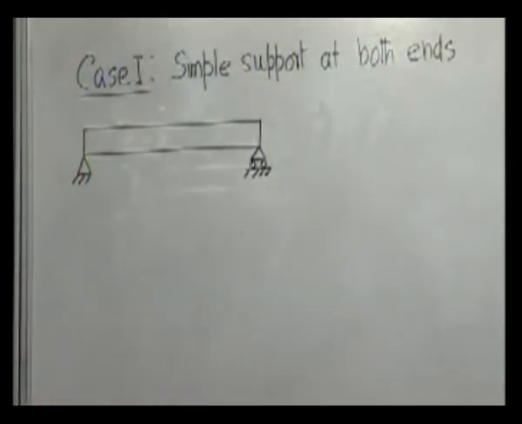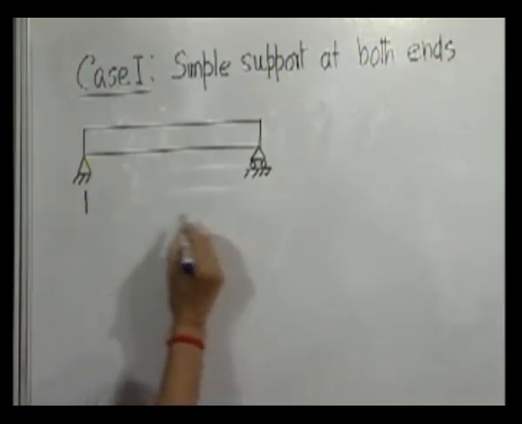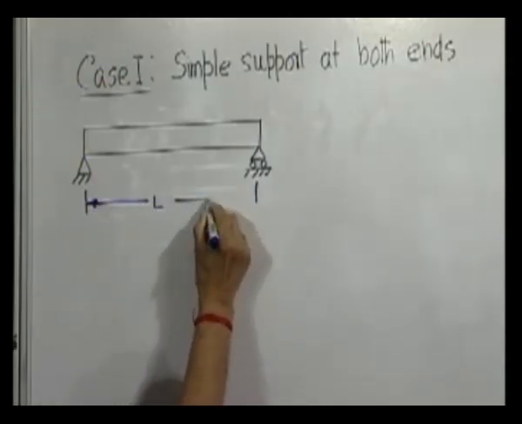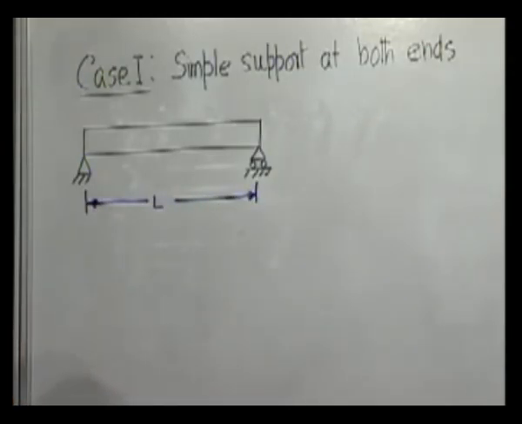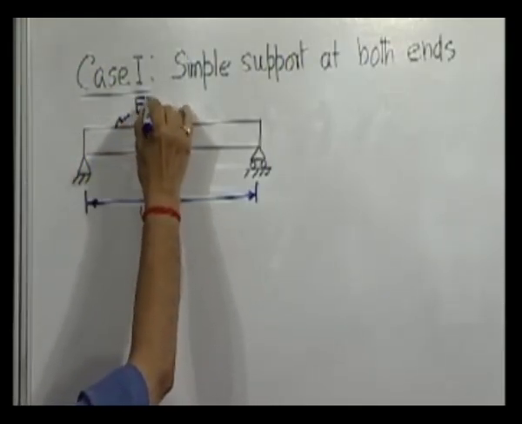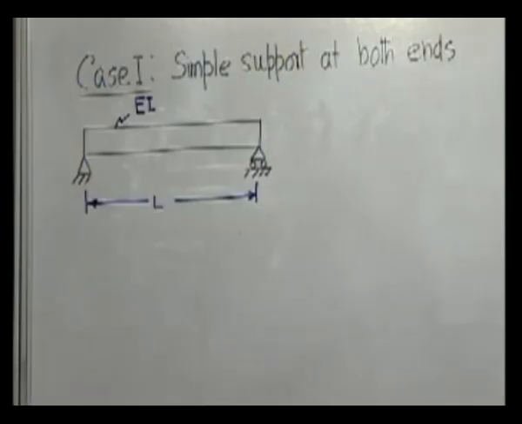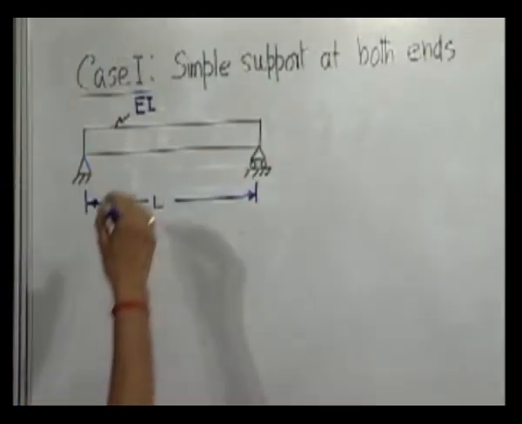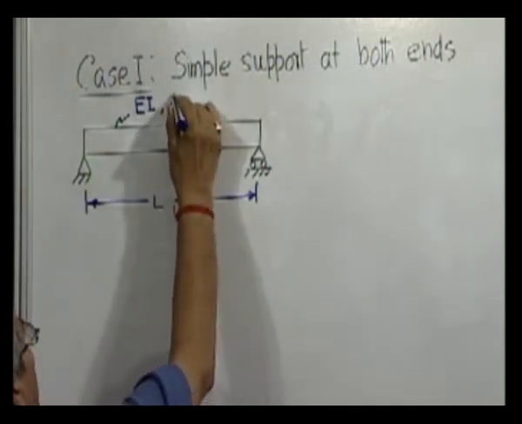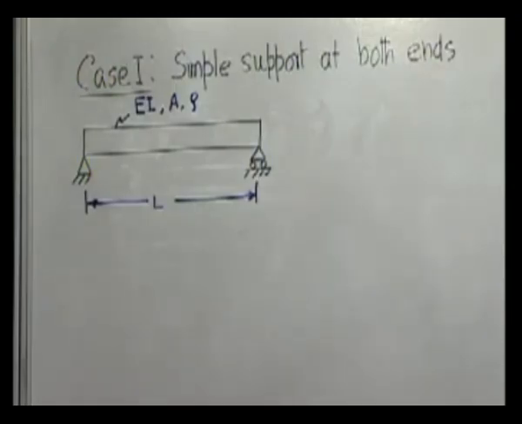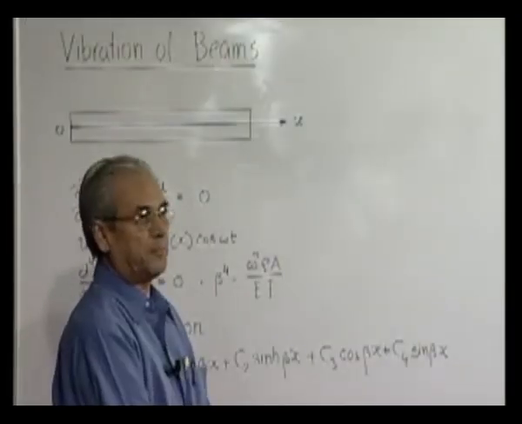So, a beam with simple support at both ends, the length of the beam is L, the flexural rigidity, which is the product of the 2 terms E and I that appears here, is called flexural rigidity, EI. The cross sectional area is A, and density of the material is rho. Now, we have to find out the natural frequencies and mode shapes if possible.